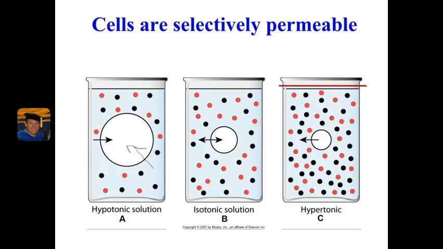Over here on the right-hand side, we have a solution with lots of dots, more dots than there are on the inside. So now the fluid on the inside of the cell has a higher concentration of water than outside the cell. And so water is going to want to move out net, and that's going to shrink the cell.